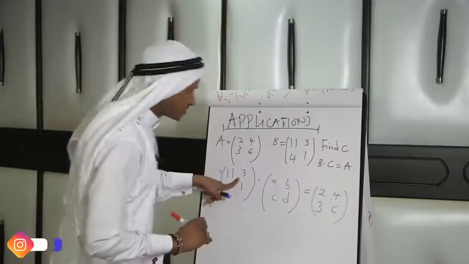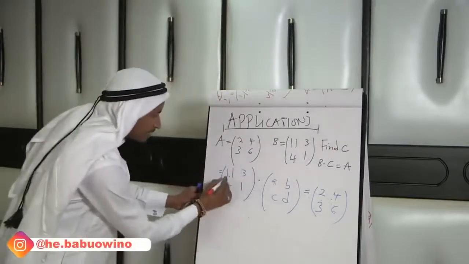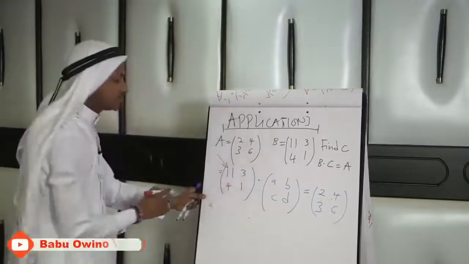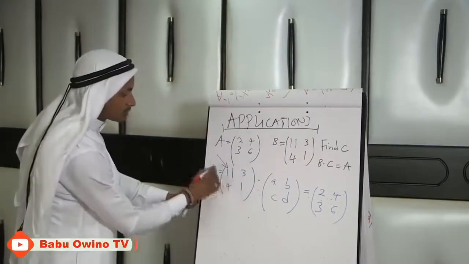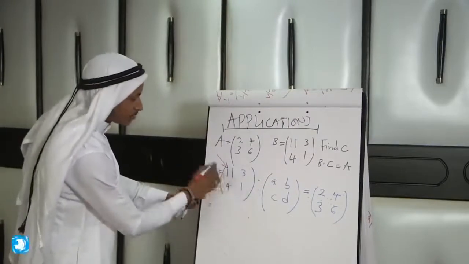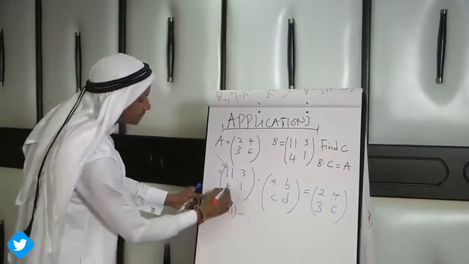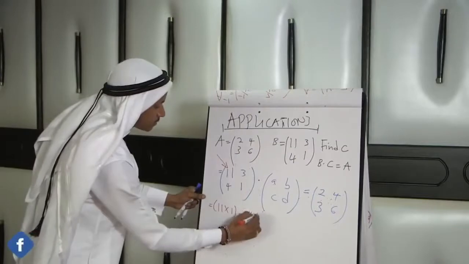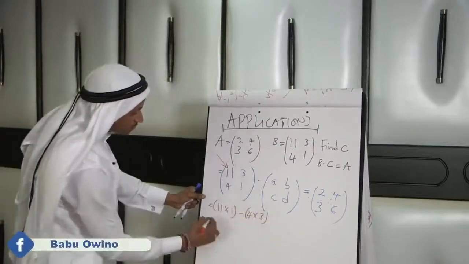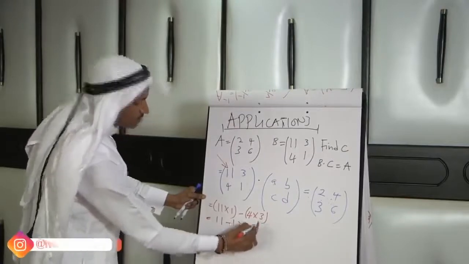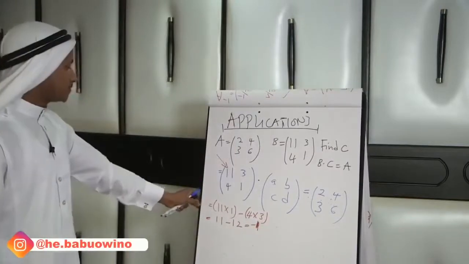Now let's get the inverse of A. We said before, to get the inverse, you get the determinant. When you are getting the determinant, you multiply the leading diagonals. The leading diagonals give 11 times 1 minus 4 times 3. So this is 11 minus 12, which is minus 1. So the determinant is minus 1.